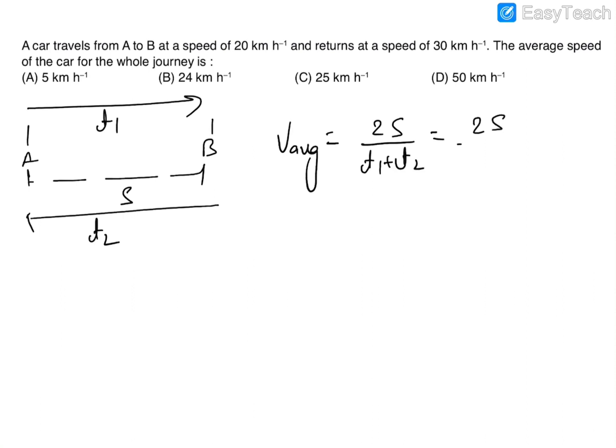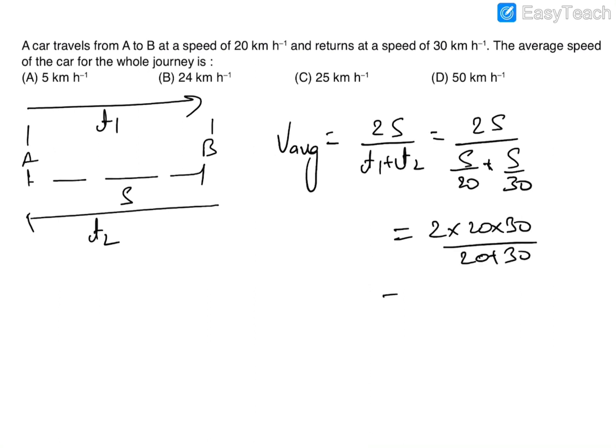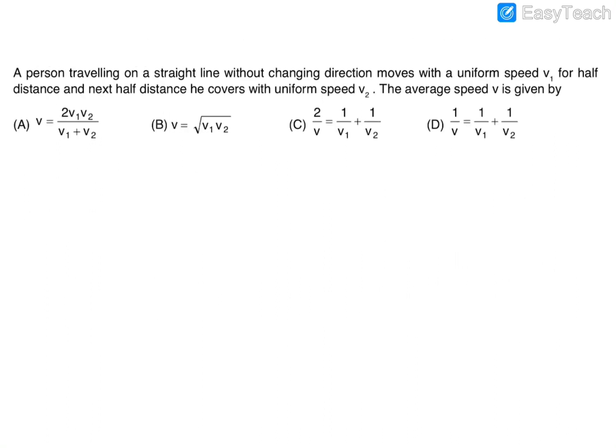So this would be 2s upon t1, which is s upon 20, plus t2, which is s upon 30. So this would be 2 into 20 into 30 upon 20 plus 30. So it would be equal to 1200 upon 50, so this is 24. So the correct answer would be 24. Now we move on to the next question.